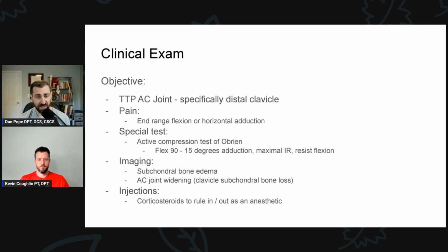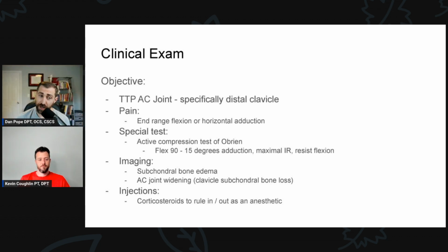So that makes sense. From a special test perspective, do we have anything specifically that we can use to help rule this in? Well, the authors kind of thought the active compression test of O'Brien might be helpful, because the thought is, okay, we are compressing that AC joint when we do this. So essentially flexing the shoulder to 90, 15 degrees of adduction, maximal internal rotation, and then resisting flexion.